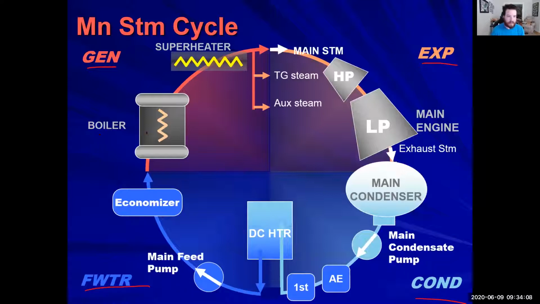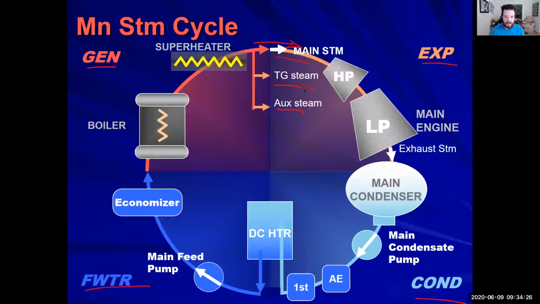We start off with our boiler. From our boiler, it goes to the superheater. From the superheater, it splits off into three different sections. We have our auxiliary, our TG, and our main steam. When we talk about the main steam water cycle, we're going to only continue down this line.